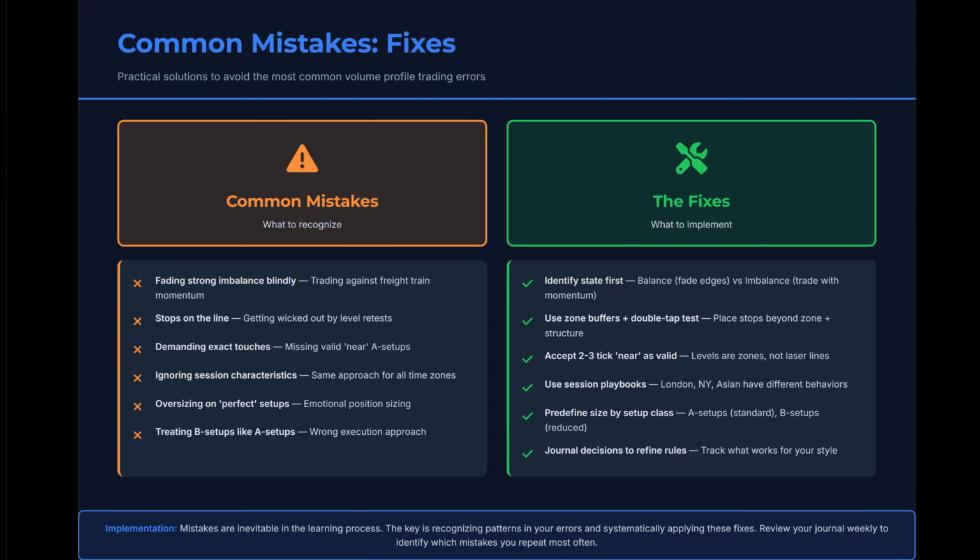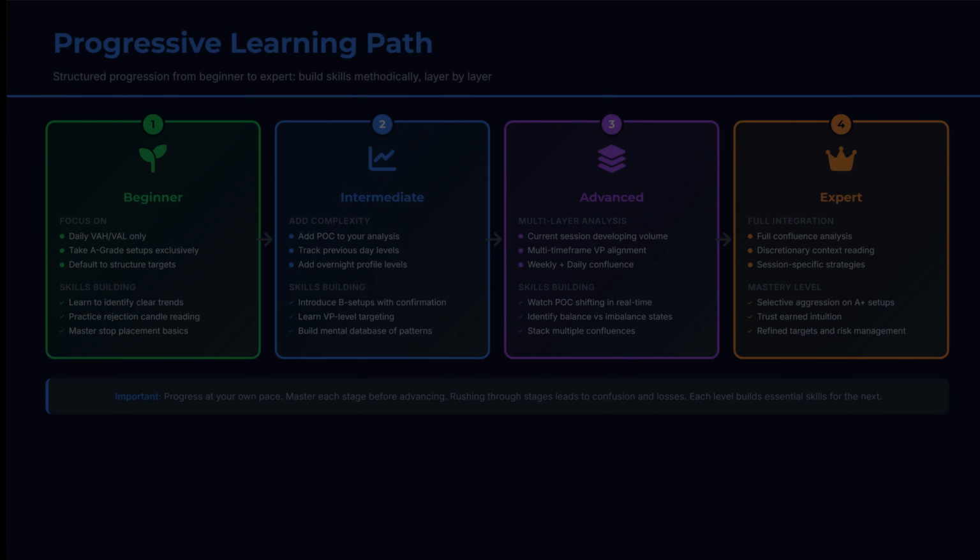Bottom line, Slide 34 showed you what to recognize. Slide 35 shows you what to implement. These 6 fixes are not theory. They are battle-tested solutions that will protect your equity curve and improve your win rate. Apply them systematically, and you'll see measurable improvement within 60 to 90 days. That's Slide 35. 6 fixes, 6 solutions. Implement them one at a time and watch your trading transform.